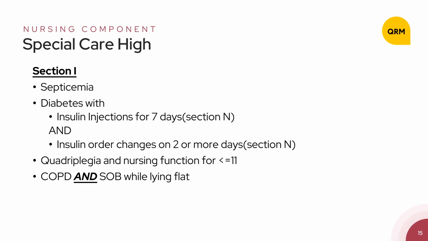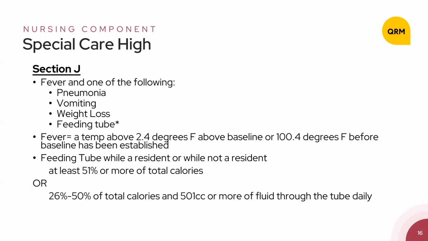So really assessing that to see if the resident shows any signs or symptoms or reports that they don't lay flat because of shortness of breath. Then we have section J, and you can get into this one by having a fever and one of the following. So a fever and pneumonia, a fever and vomiting, a fever and weight loss, and a fever and a feeding tube. Now, what constitutes a fever?